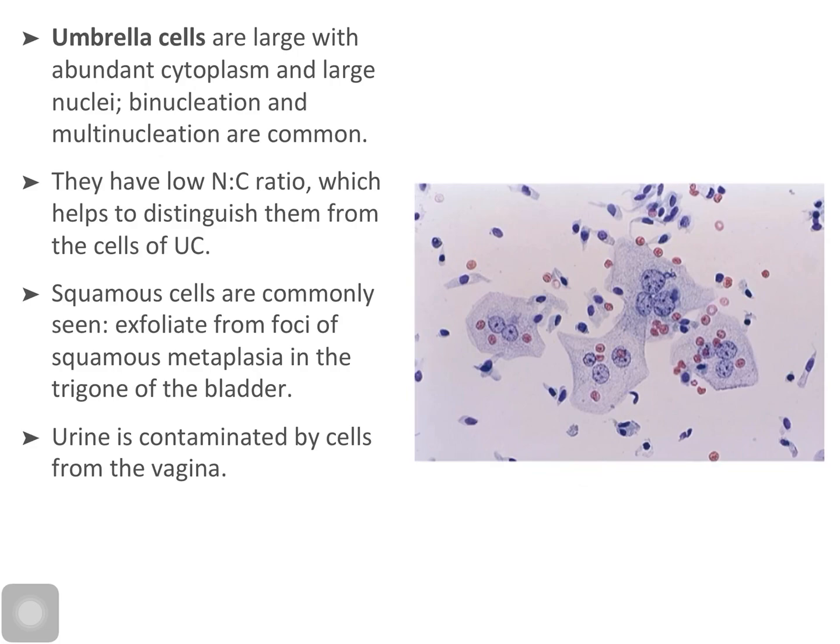The umbrella cells are large with abundant cytoplasm and large nuclei. Binucleation and multinucleation are common. They have a low NC ratio, which helps to distinguish them from the cells of urothelial carcinoma. Squamous cells are commonly seen. They exfoliate from the foci of squamous metaplasia in the trigone of the bladder. If the urine is contaminated by cells from the vagina, these cells can also be seen.